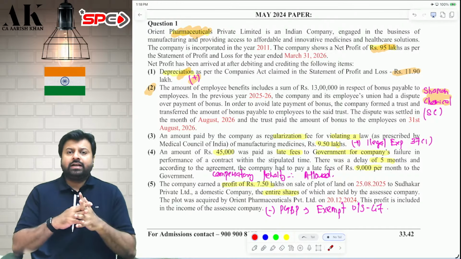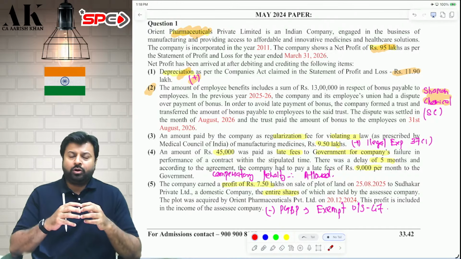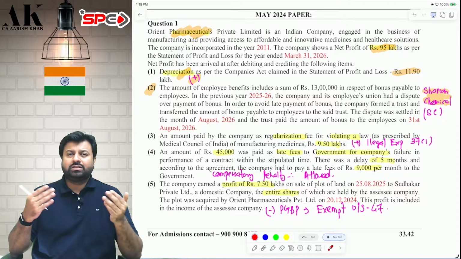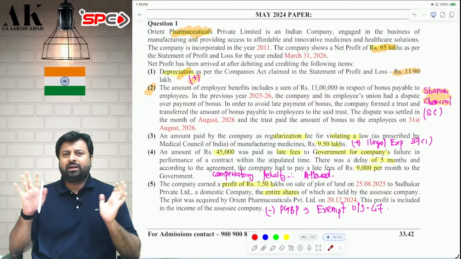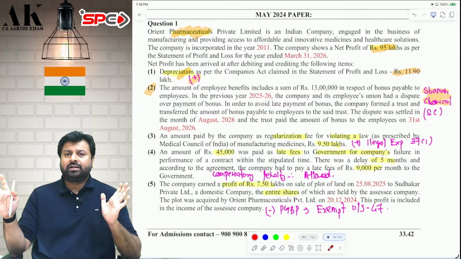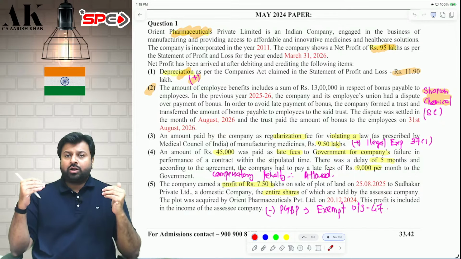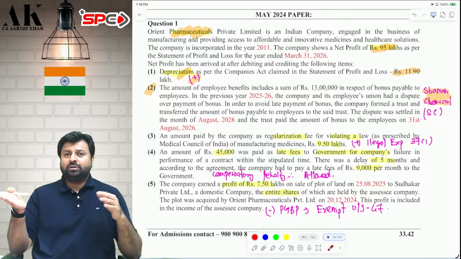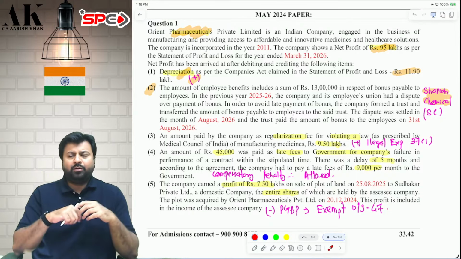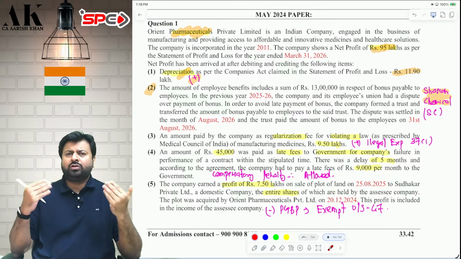So what I was saying, that assessee was having some dispute with the employees. Till the time the employees' dispute is not settled, he has put that bonus money in a separate trust account. Now the dispute got resolved before the due date of filing of return, and the assessee removed the money from the trust and paid it to the employees. Everything has been sorted before the due date of filing of return.